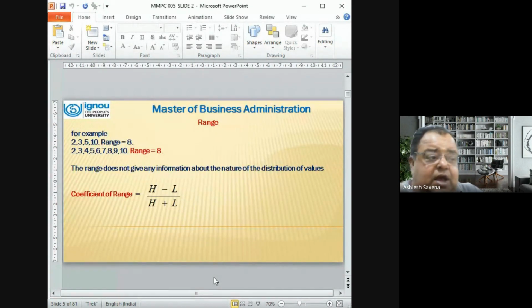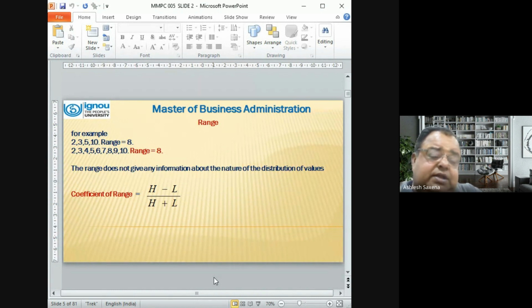Let us see what that means. 2, 3, 5, 10, there are four numbers. The range is 8. Now we have 2, 3, 4, 5, 6, 7, 8, 9, 10. We have increased the numbers. Again, the range is 8. Range does not give any information about the nature of the distribution of the values. That means irrespective of the numbers. In the earlier case, there were 4, and in the latter, there are almost 8.